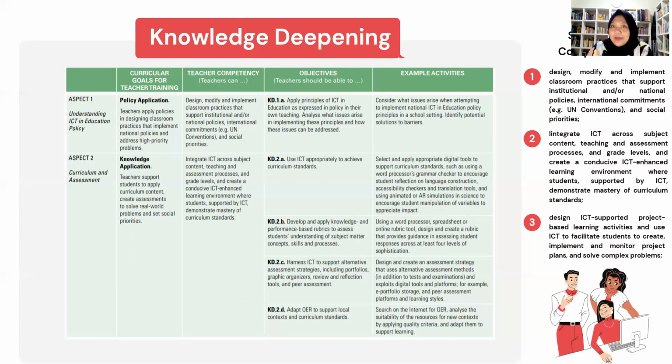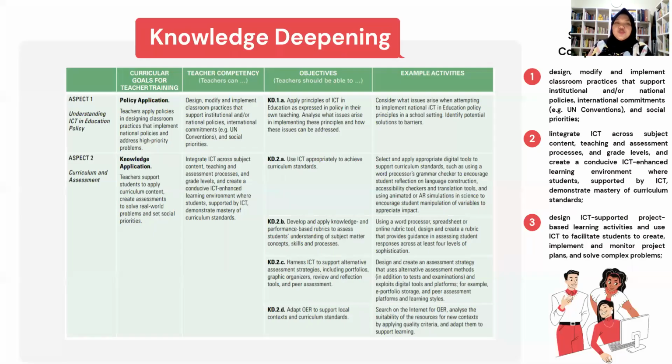The next objective will be to develop and apply knowledge and performance-based rubrics to assess students' understanding of subject matter concepts, skills, and processes by using a word processor, spreadsheet, or online rubric tool. Design and create a rubric that provides guidance in assessing student responses across at least 4 levels of sophistication.